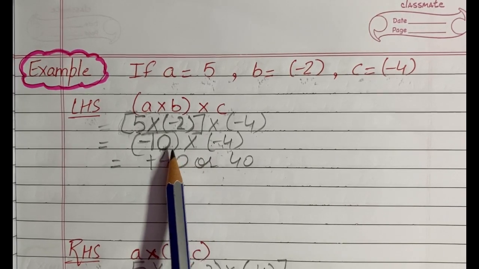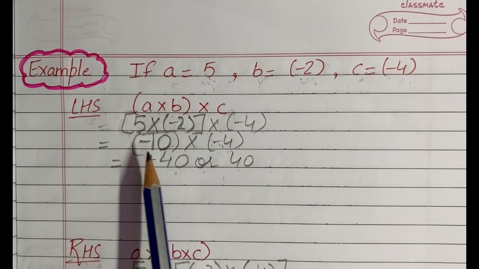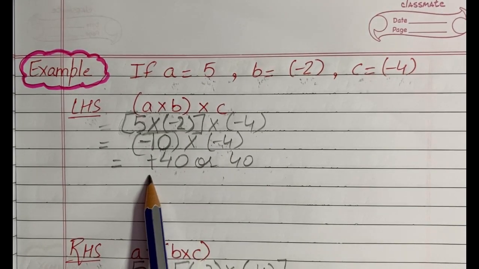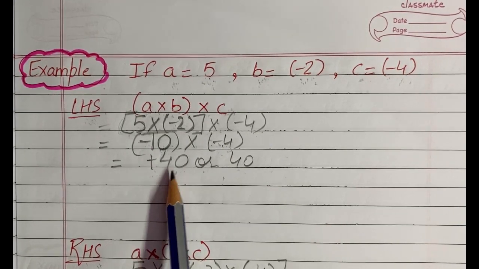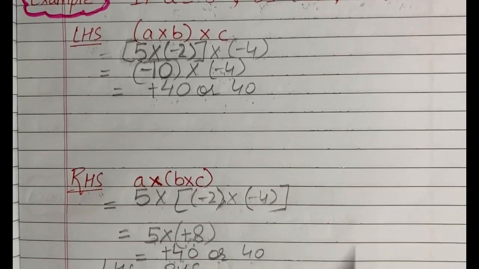Now in the next step we will multiply 10 and 4. You know that 10 fours are 40, and this minus minus will give us plus sign. That means plus 40 or simply 40. Hopefully LHS is clear to you. Now what we will do?